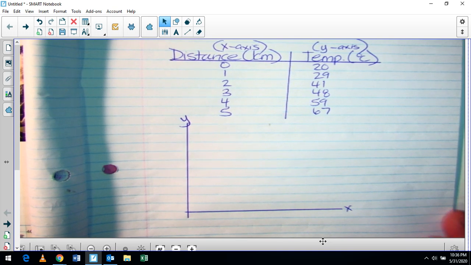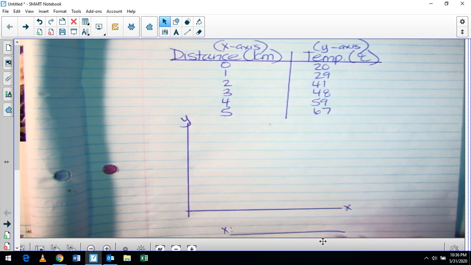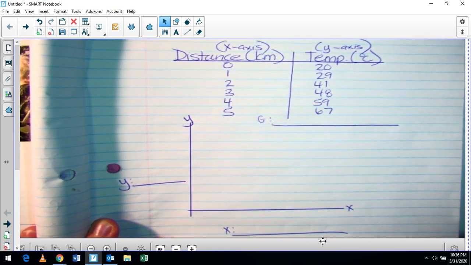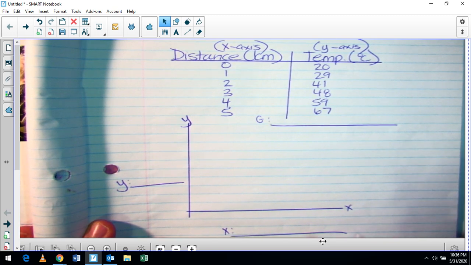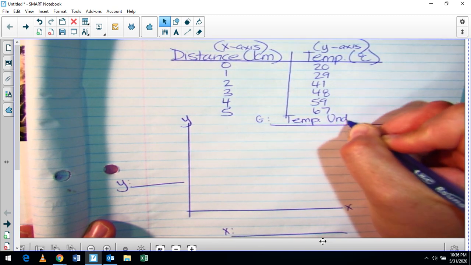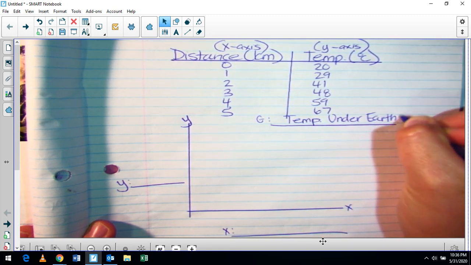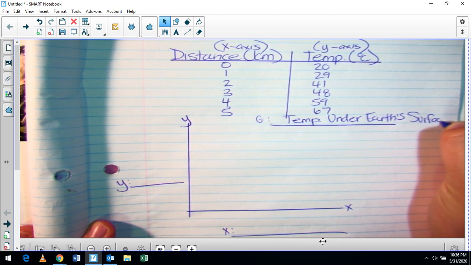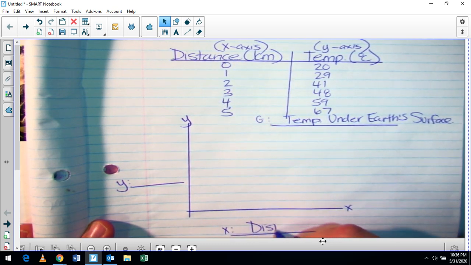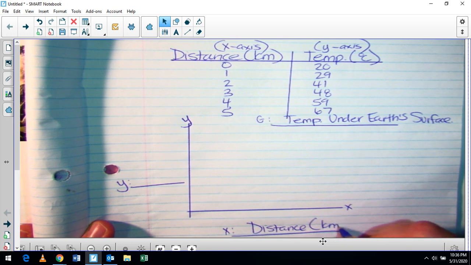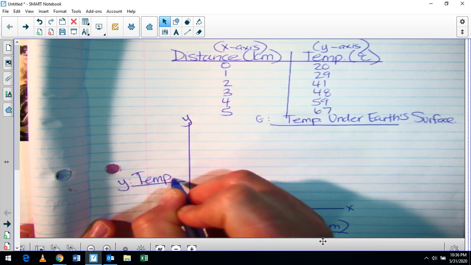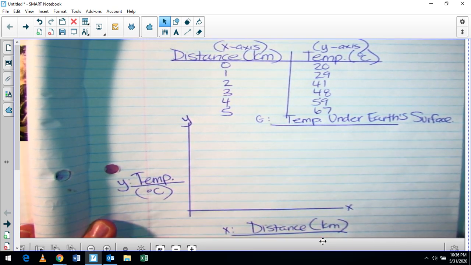Always on a graph you need 3 titles. You need to say what the x-axis is, what the y-axis is, and what the whole graph is about. This graph is about temperatures of the Earth under the surface, so I'm going to abbreviate temperature under Earth's surface as my title. On the x-axis, I must put the distance, so we'll title there distance in kilometers. And on the y-axis is temperature in degrees Celsius, and I'll abbreviate temperature, degrees Celsius, as the units.